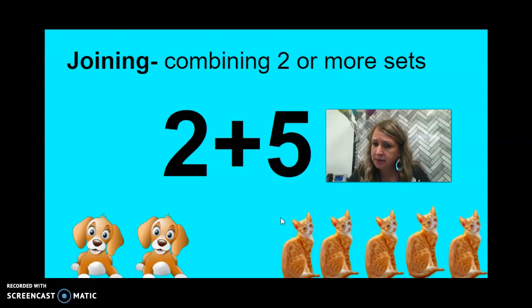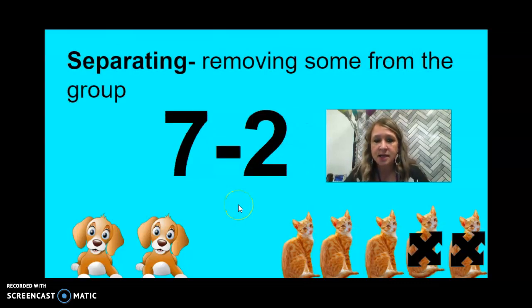Joining. Say joining. Joining is when we combine two or more sets together. Separating. Say separating. Separating is removing some from the group.